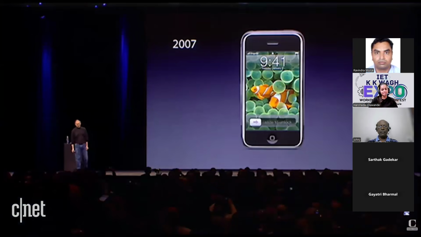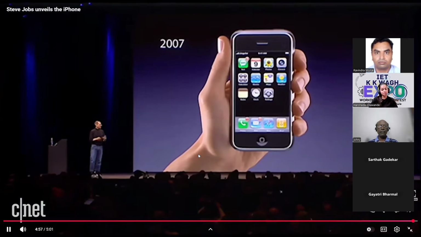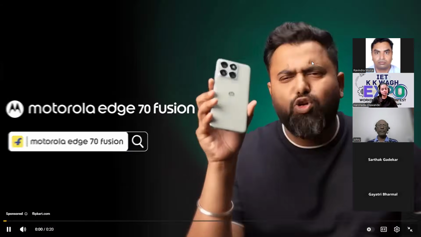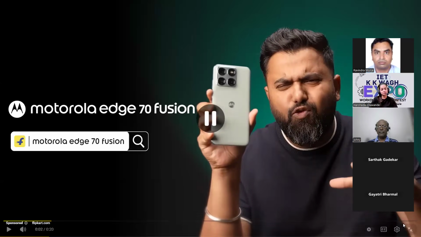And we're going to do it again with the iPhone in 2007. And we're very excited about this. And you know, that's great. Thank you. The Motorola 870 Fusion just outshines.